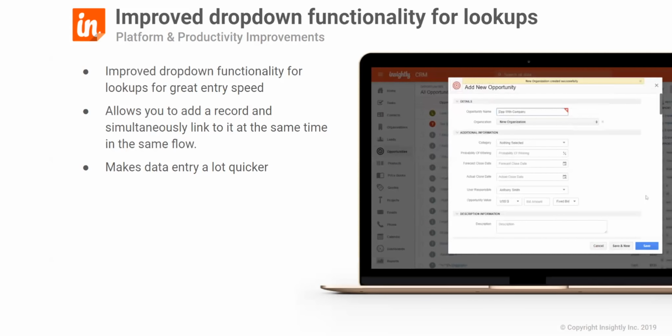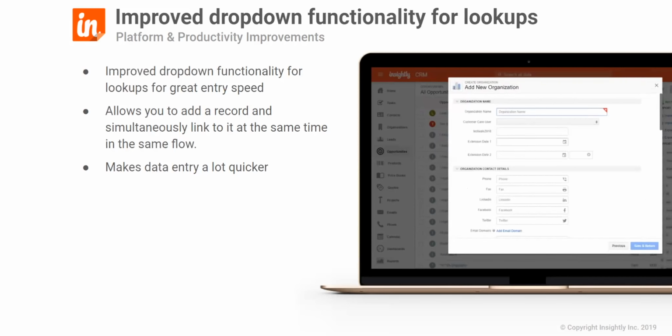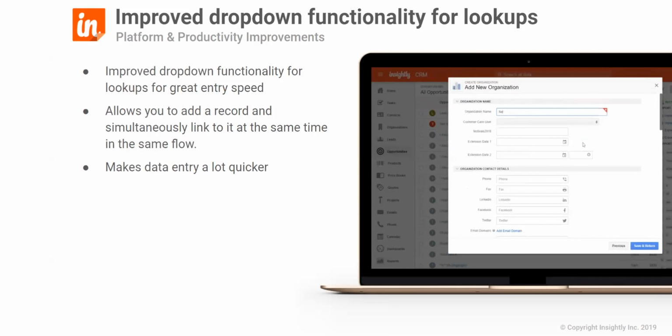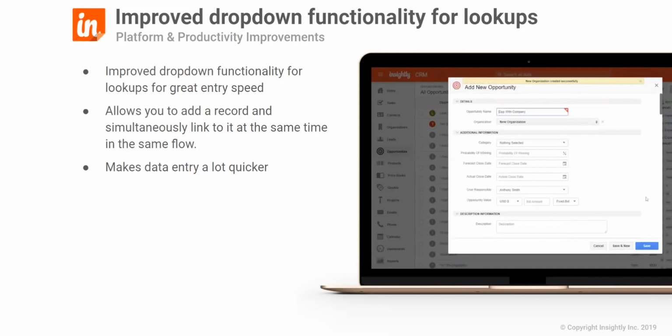With today's improvement, you can add the contact, and at the same time in that contact form, you can choose to add a new organization and go right ahead and add that new organization's details right there inline. Insightly will save the organization and save the contact and link the two together in one fluid motion. It makes data entry a lot easier in those scenarios with linked records, and we think our users are going to love it.